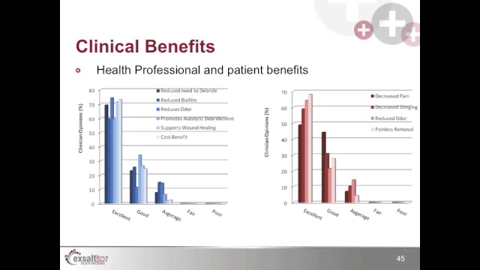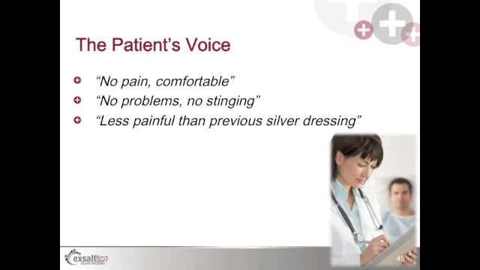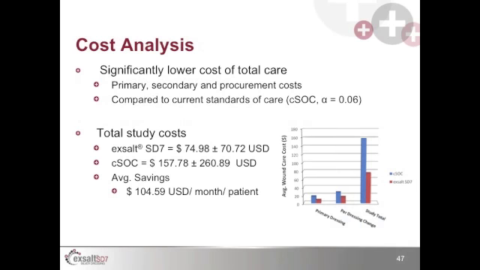This study also revealed key benefits to both healthcare professionals, such as reduction in the need to debride and reduction in odor, but also benefits for the patients, including decreased stinging and pain, with personal testimonials from patients providing encouraging feedback in support of in vitro findings. We were also able to demonstrate significantly lower costs of total care when considering primary, secondary dressings, and procurement costs, with average monthly savings calculated around $100 a month per patient.